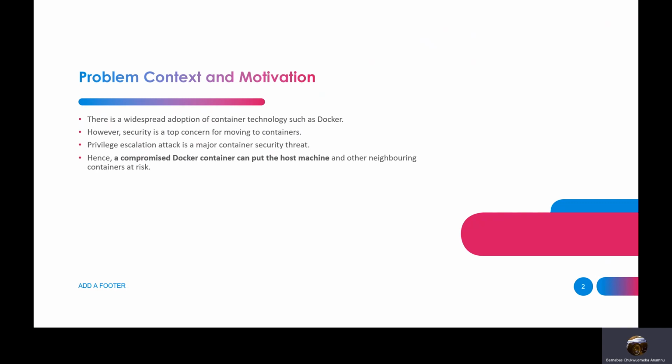Problem context and motivation. There is a widespread adoption of container technology, such as Docker containers. However, security has been a top concern for moving to containers. Privilege escalation attack is a major container security threat. Hence, a compromised Docker container can put the host machine and other neighboring containers at risk. This can also cause loss of revenues to enterprises who would love to move to containers.